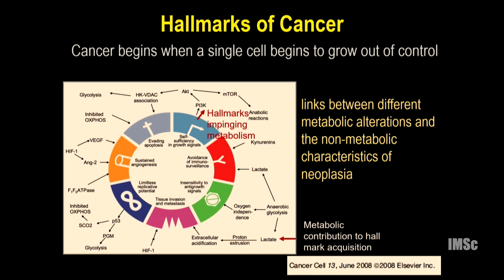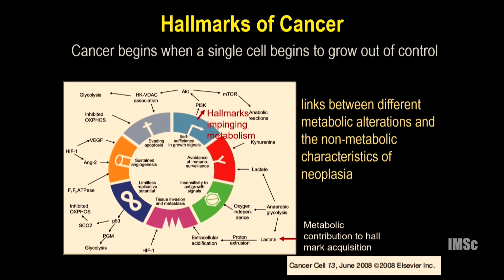So what is very interesting here is that although cancer has been studied for the past century, metabolic hallmarks have emerged only in the last decade or so. And that's probably because the links between the different metabolic alterations and the non-metabolic alterations given in this inner circle, that research has come about only recently.